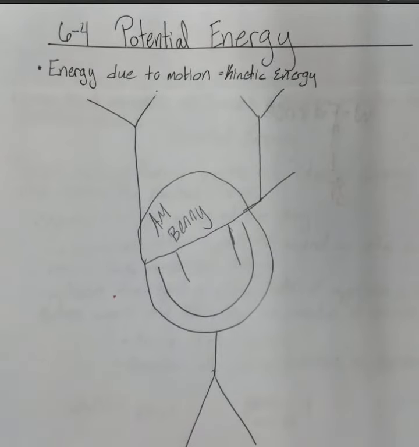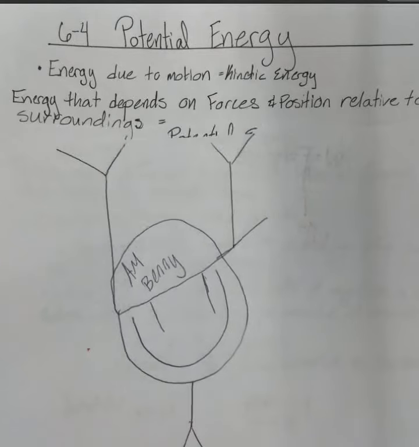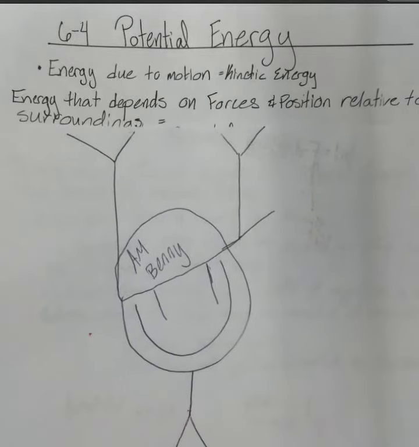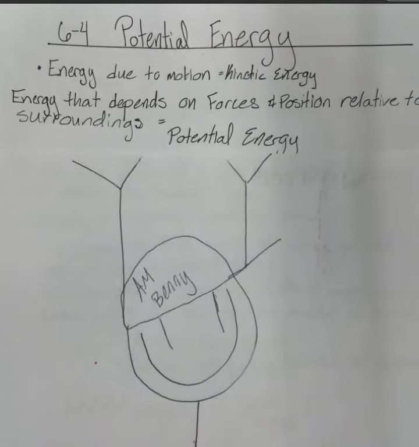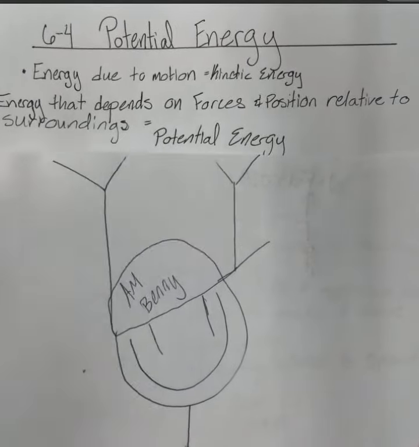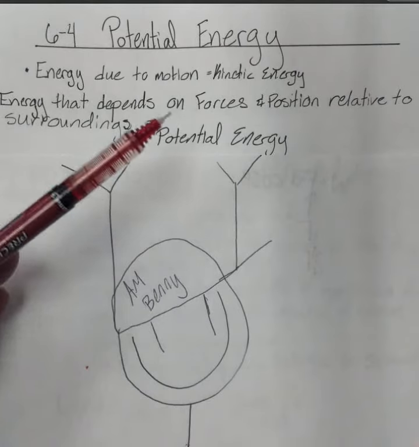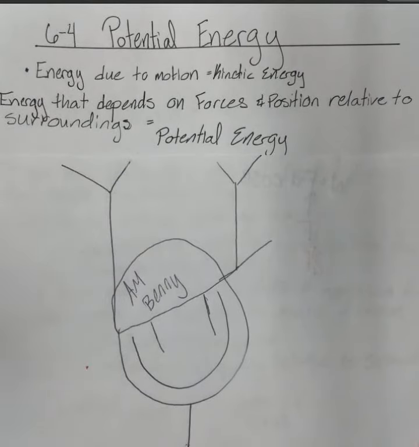So, energy due to motion is kinetic energy. A moving object has the ability to do work by virtue of its motion. Energy that depends on a force and a position relative to surroundings is potential energy. All right? In this situation, that force has the potential to do work due to its position relative to other objects in its surroundings.